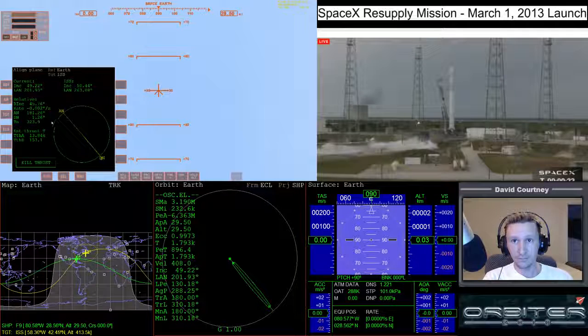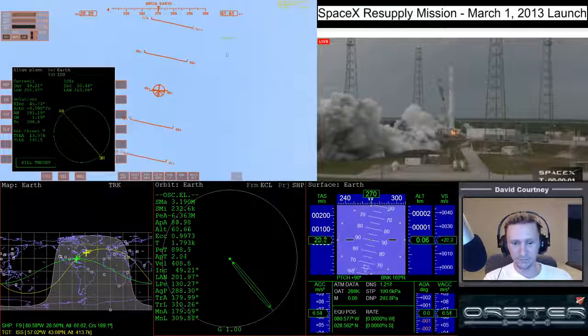All tanks at pressure. T-minus 20. T-minus 15. T-minus 10, 9, 8, 7, 6, 5, 4, 3, 2, 1, 0.